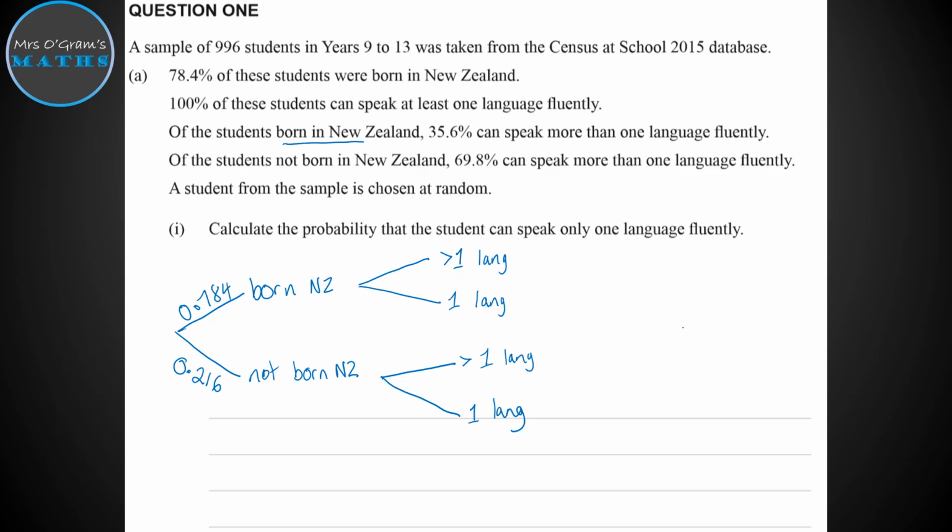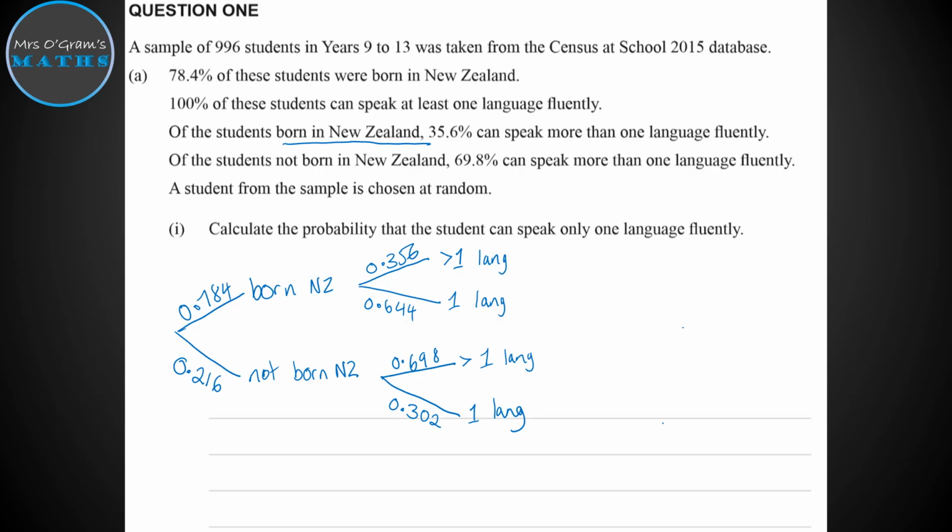So of the ones that were born in New Zealand, 35.6% can speak more than one language. So we've got 0.356 there, making this one 0.644. And of the ones not born in New Zealand, we've got 0.698 can speak more than one language, which gives us 0.302 can only speak one language.